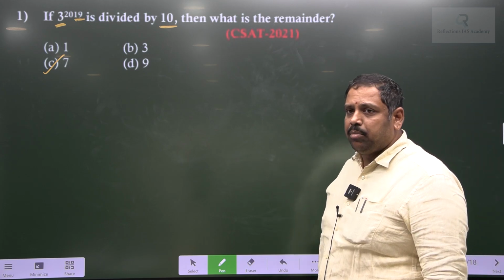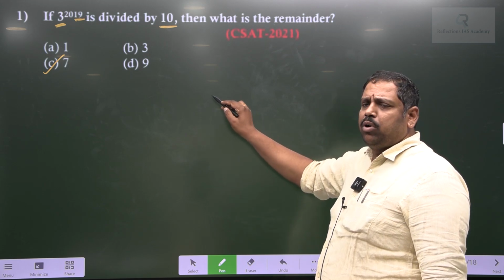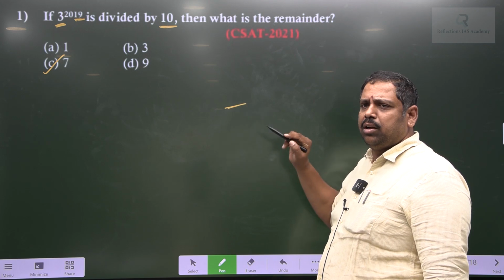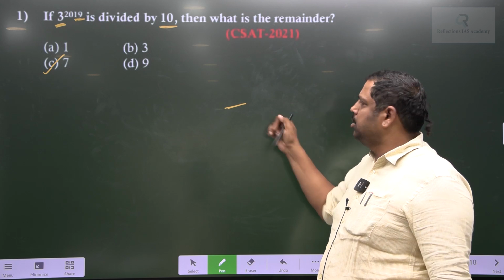Why? You are dividing with 4, na? 4 divisibility depends on the last 2 digits only, na? The periodicity is 4, na?